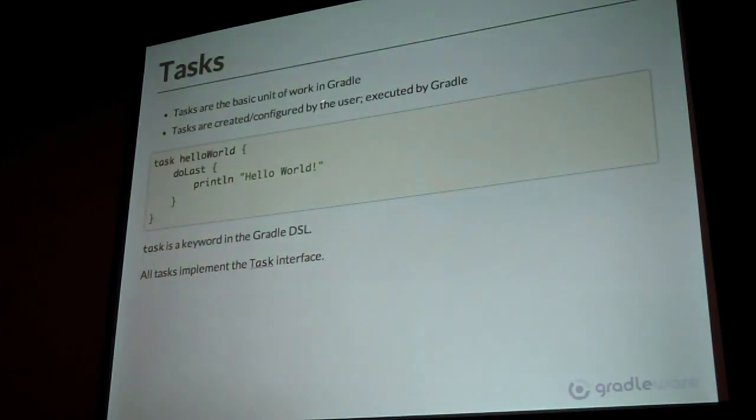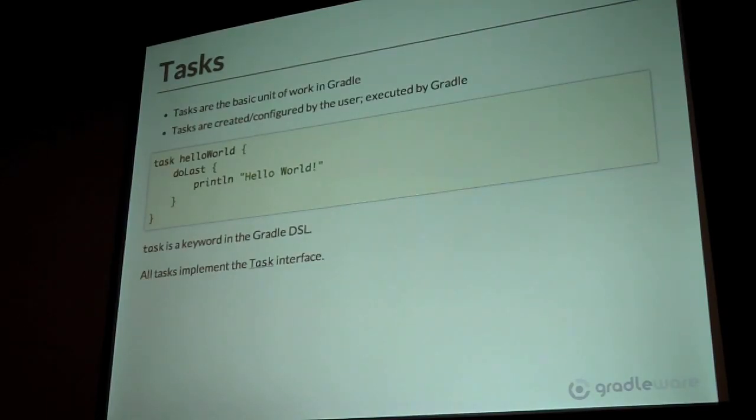Okay, so tasks are a basic unit of work in Gradle. Whenever you invoke something from the command line, like the gradle build you invoked or gradle tasks, that's always a task. You configure them, you declare them, and Gradle executes them. And this is again a build script. So if you put that in your build.gradle, that makes a valid Gradle build script. Let's look at this in a bit more detail.